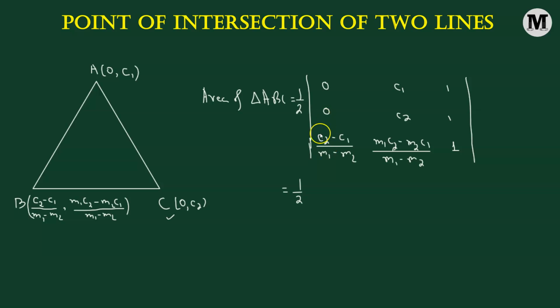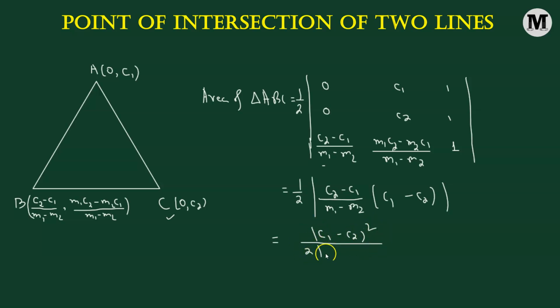Now we expand along the first column, the third row first column. That leaves us with (c2 minus c1) divided by (m1 minus m2), multiplied by (c1 minus c2). In other words, we have (c1 minus c2) whole squared divided by 2 times the absolute value of (m1 minus m2). So this is the area of the triangle ABC, this many square units.